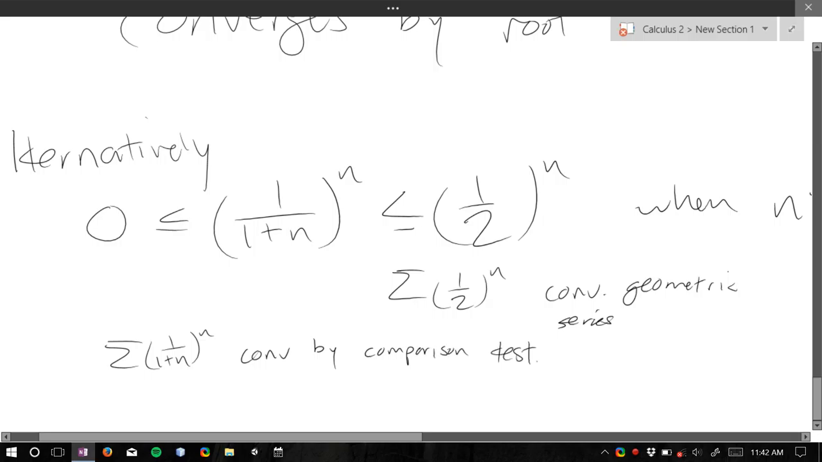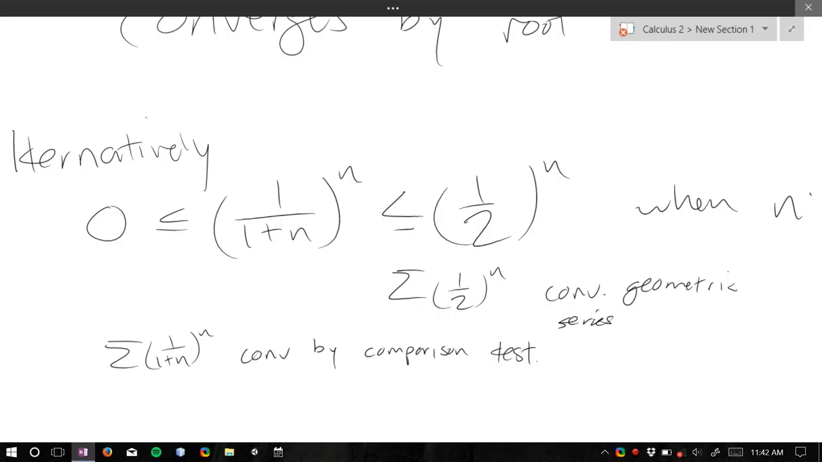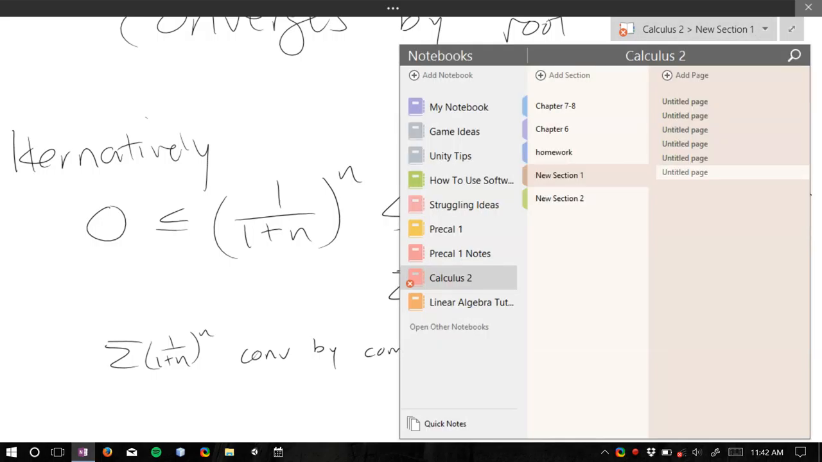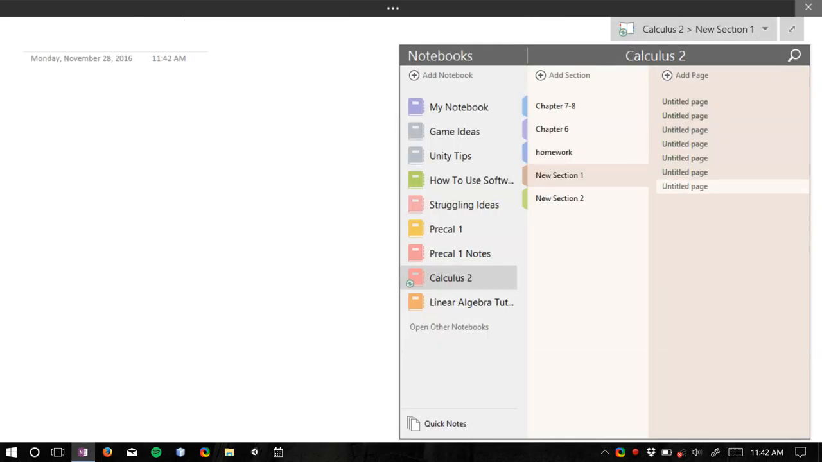So I think it is good to see that you can use different tests to get your conclusions. You don't have to always go with the ratio test. Although ratio is generally the most useful, there are lots of other alternative tests you can use. That is the end of the root and ratio tests. And up next we have the alternating series test.